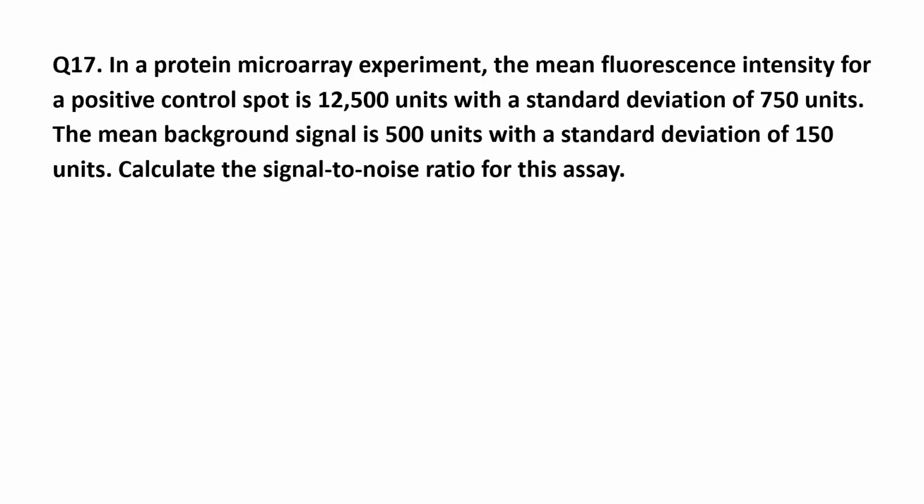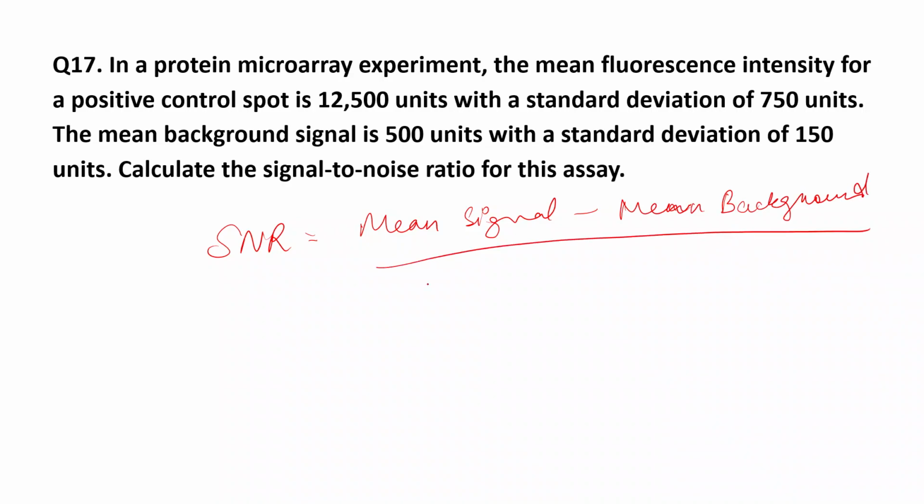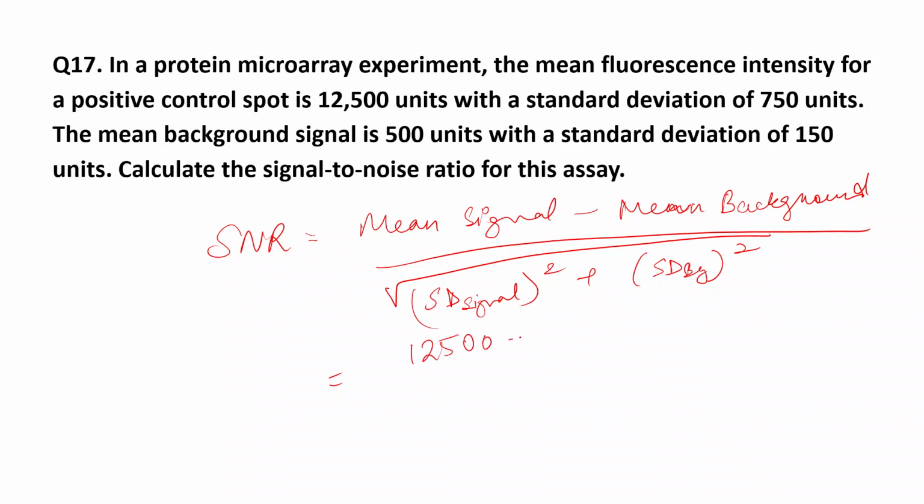So we have to calculate it using the formula. SNR equals mean signal minus mean background, divided by the square root of SD signal squared plus SD background squared. So 12,500 minus 500.